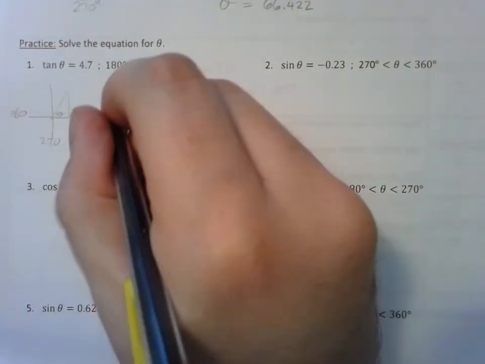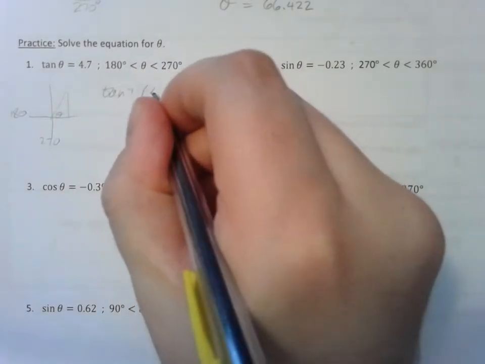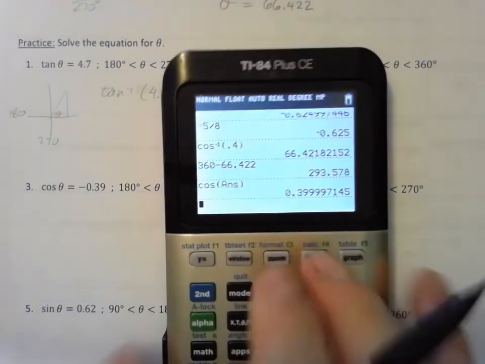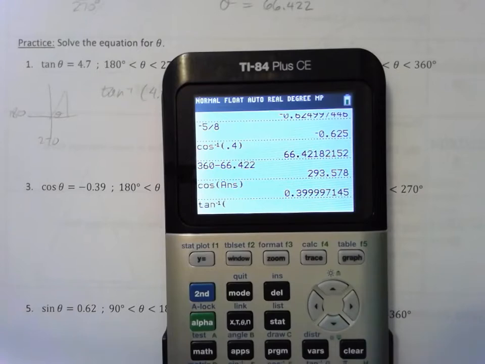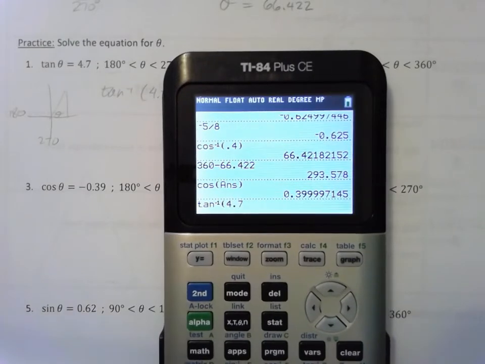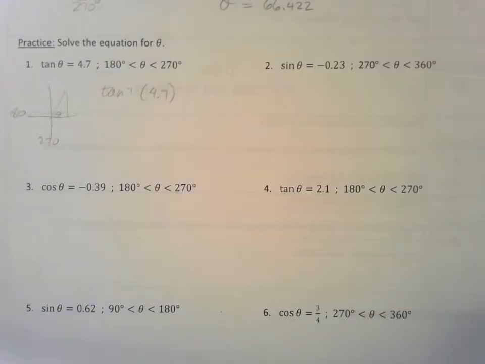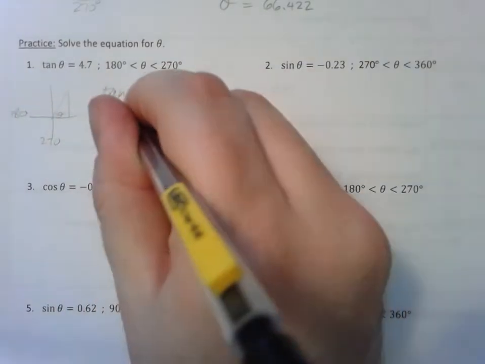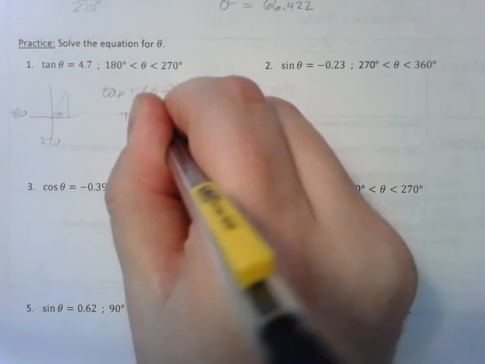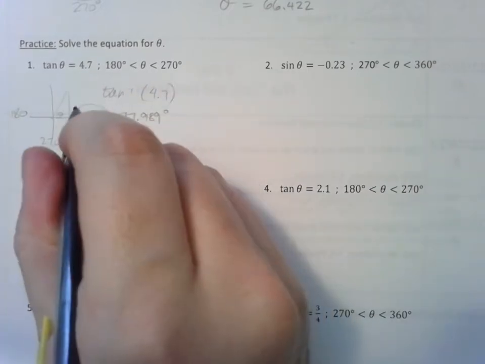Let's do the tangent inverse of 4.7 and see what happens. Second tangent inverse of 4.7. If I close my parentheses and enter, it's 77.989. So that gives me 77.989. That refers to this reference angle here.